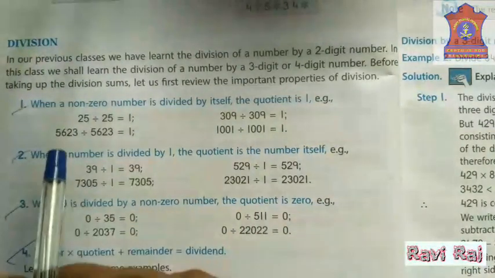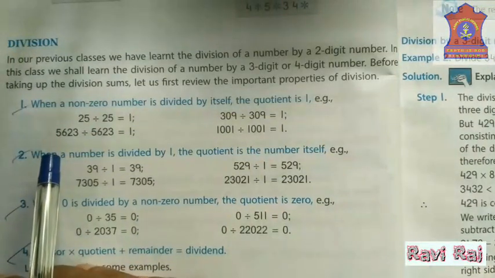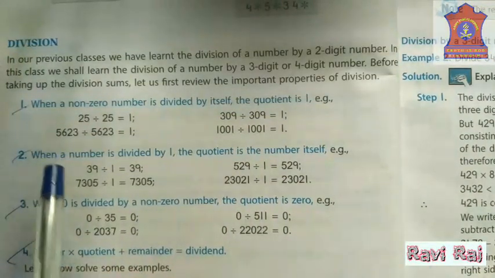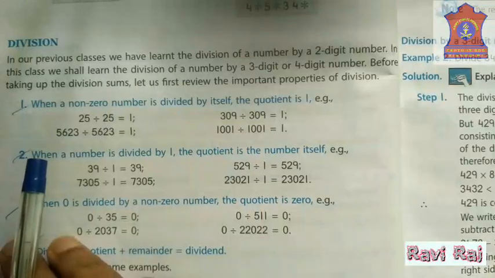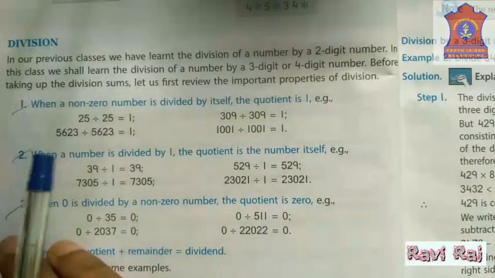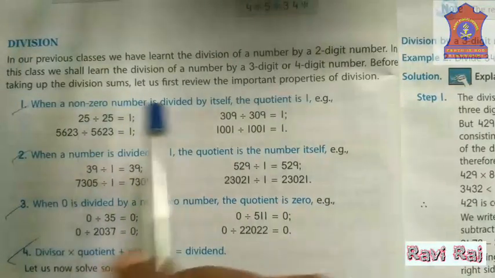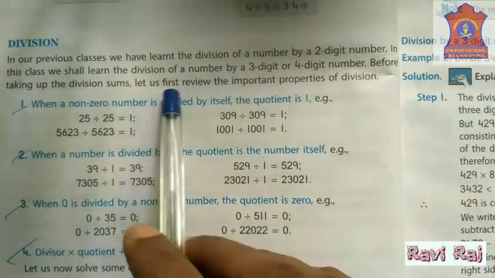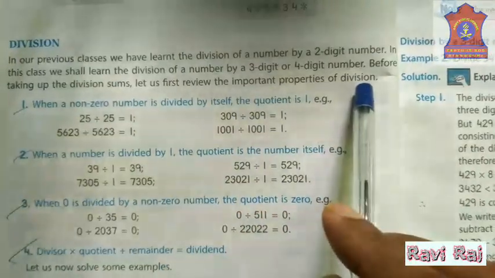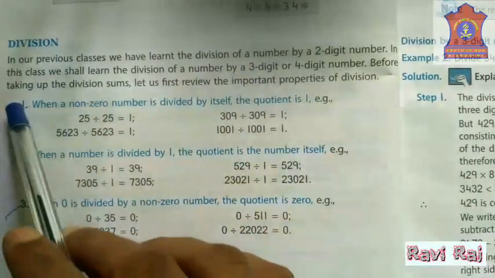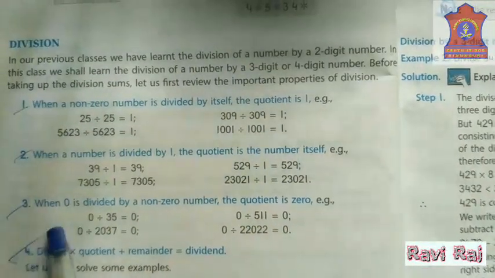In the previous class, we learned the division of two-digit numbers, and in this class, we will be proceeding with 2, 3, and 4-digit numbers. Before starting division, let's first review the important properties of division. There are 4 important properties of division.